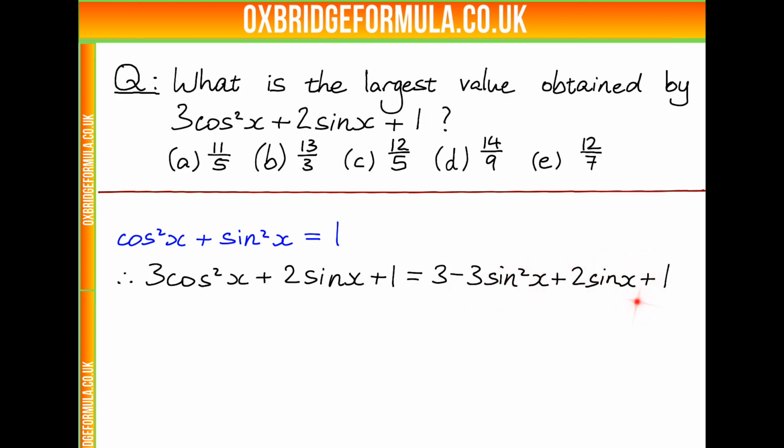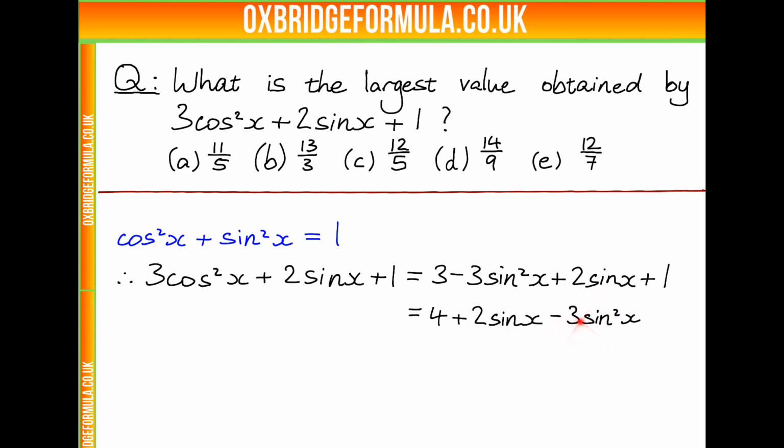Now we can group the 3 and the 1 together to get 4. So we see that the expression is equal to 4 plus 2 sin x minus 3 sin squared x. And we want to find the largest value obtained by this expression. Now, as I said earlier, we don't need to differentiate, so what can we do? Well, this is just a quadratic expression in sin x, so we can use the method of completing the square in order to find its maximum value.